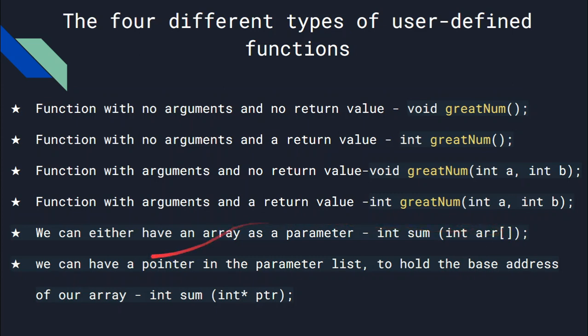Another format: we can also have a pointer in the parameter list to hold the base address of an array. Suppose instead of passing the whole array itself, we can also pass the base address. What is the base address? The pointer is the variable name, and this star represents the reference, the base address. So the base address also can be passed as a parameter. That means this format shows that the parameter may be either a full array or a reference parameter like a pointer variable.